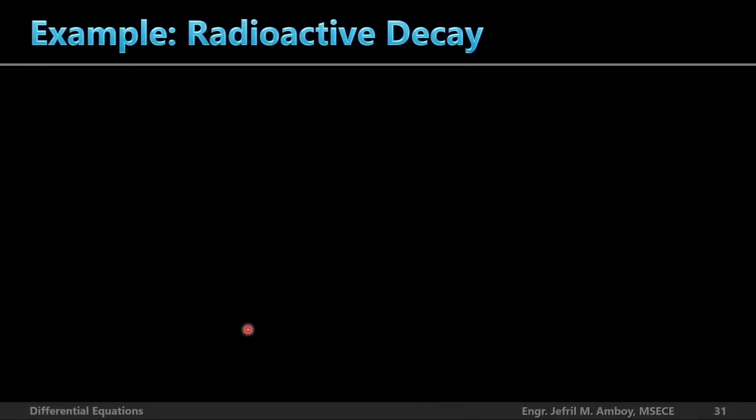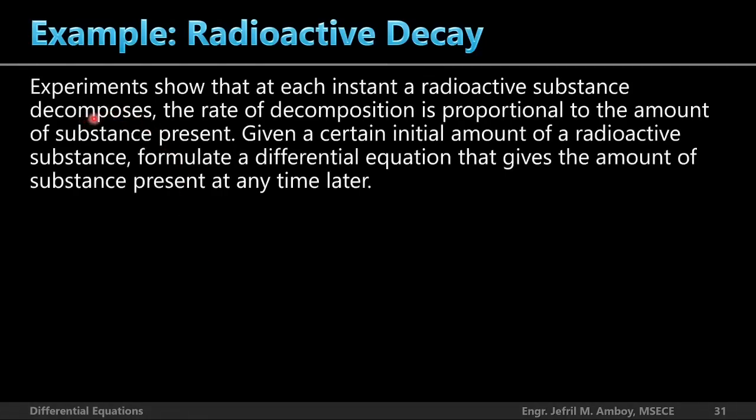Example number 1 is about radioactive decay. So here's the problem. Experiments show that at each instant a radioactive substance decomposes, the rate of decomposition is proportional to the amount of substance present. So if we are given a certain initial amount of a radioactive substance, formulate a differential equation that gives the amount of substance present at any time later.